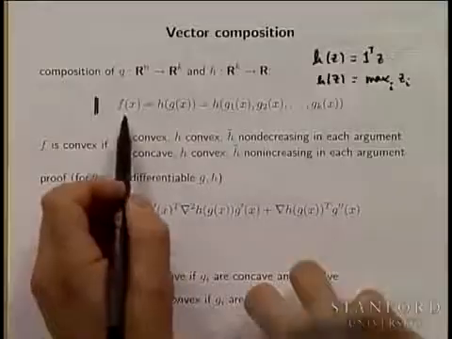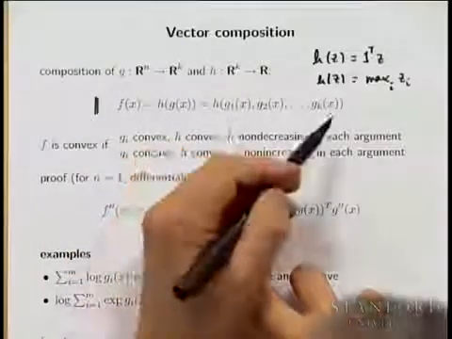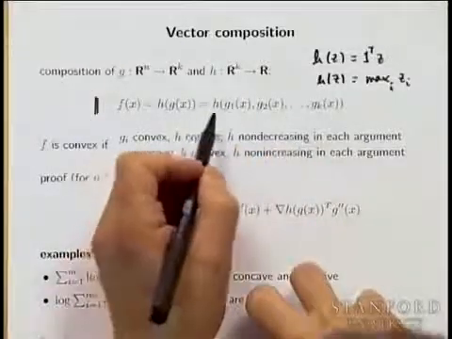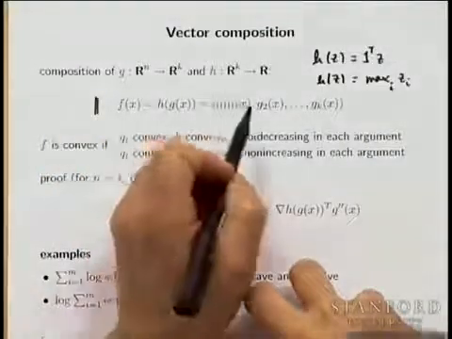The sophisticated version is the vector composition version here. If you have vector composition, it means the argument g is actually multiple functions, so let's say it's g1 through gk. I'm going to take a vector function that takes many arguments, a bunch of functions.